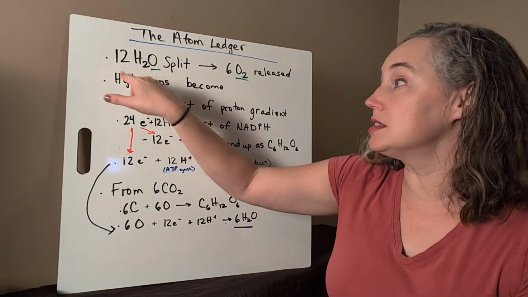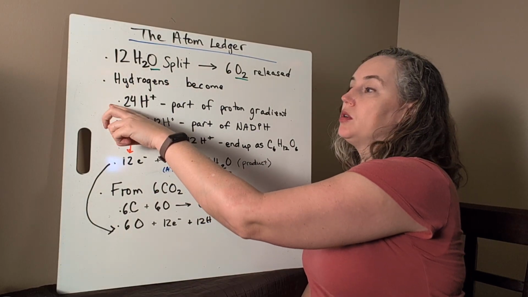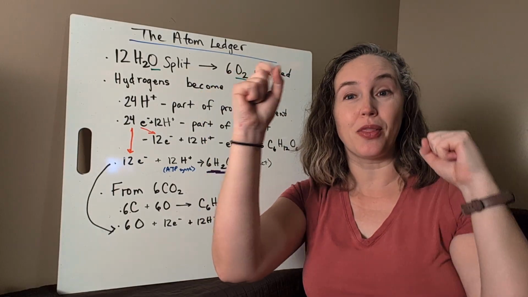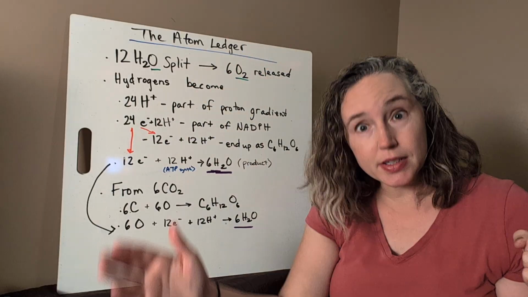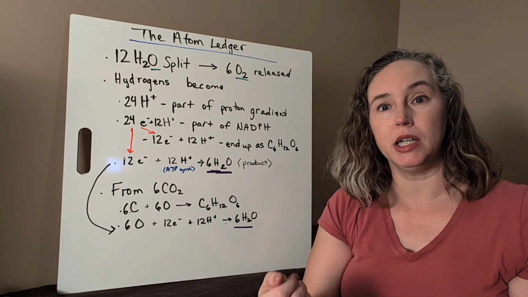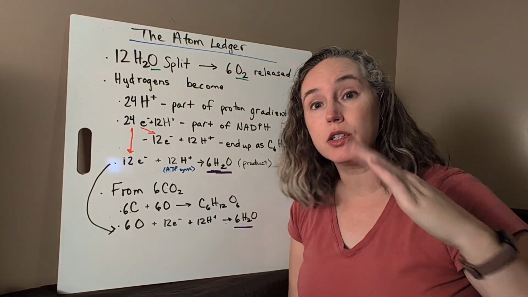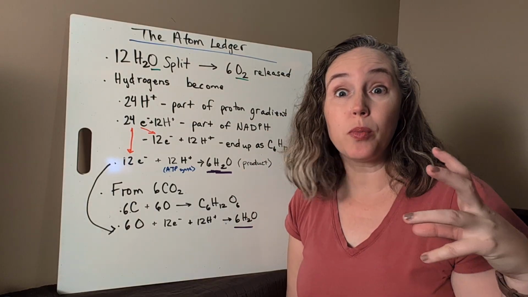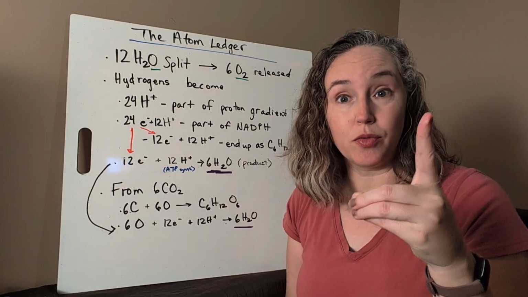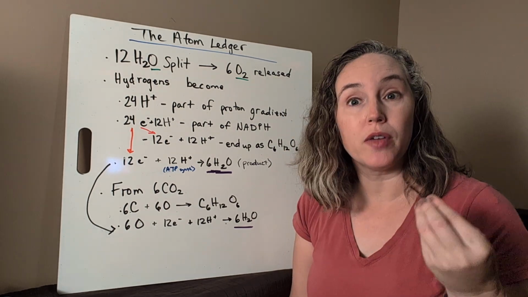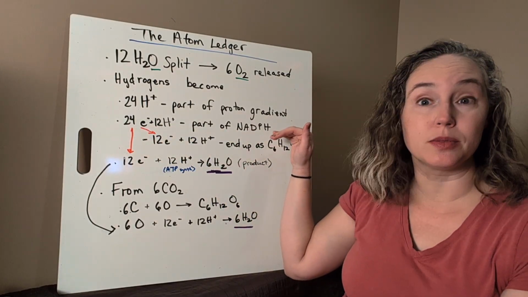The hydrogens, these 24 hydrogens, will become protons and electrons. The protons will become part of the proton gradient that drives ATP synthase to make ATP. The 24 electrons will go through the electron transport chain, powering the proton pumps. They will get recharged in photosystem 1 and then become part of NADPH.